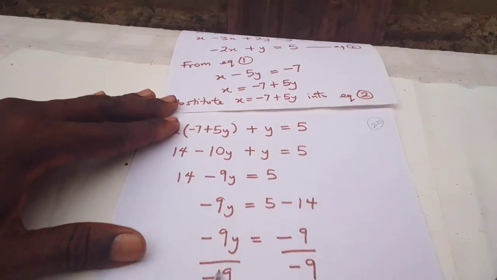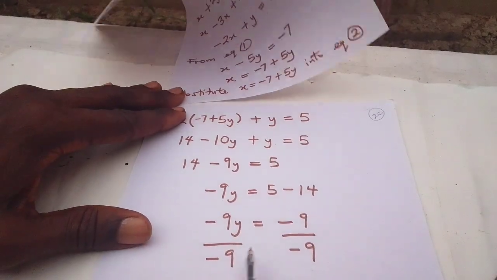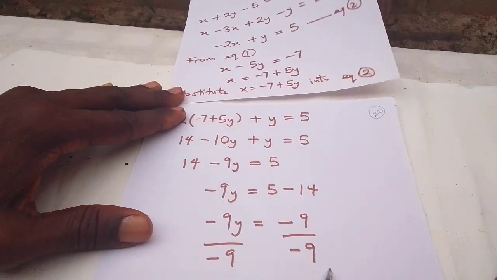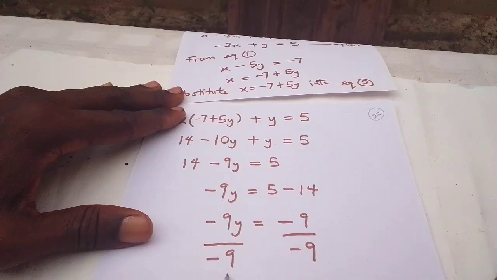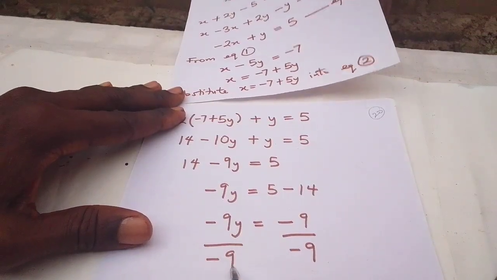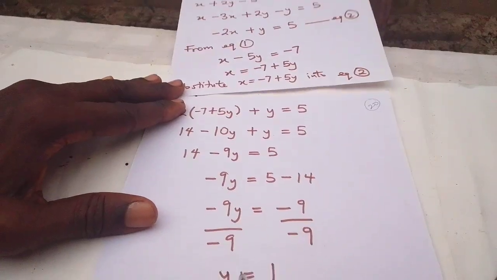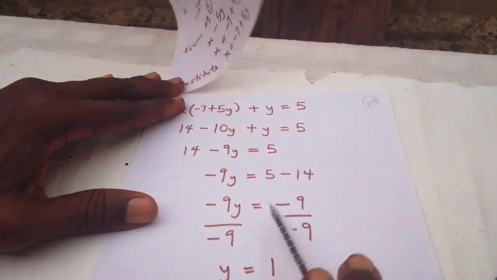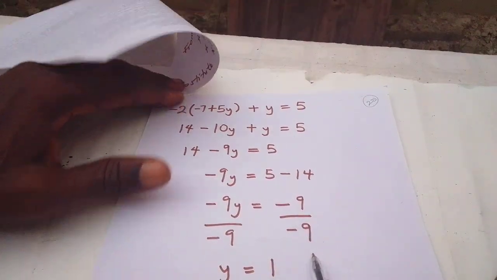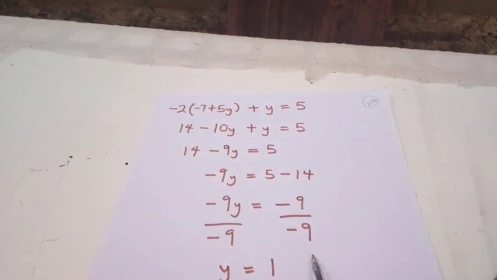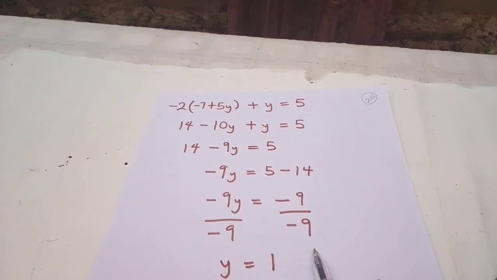So to get y, divide both sides by minus 9. So divide both sides by minus 9. So this one will cancel. This minus divided by minus is plus. 9 divided by 9 is what? 1. Meaning what? y is equal to minus divided by minus is plus. 9 divided by minus 9 is what? 1. So y is equal to 1.